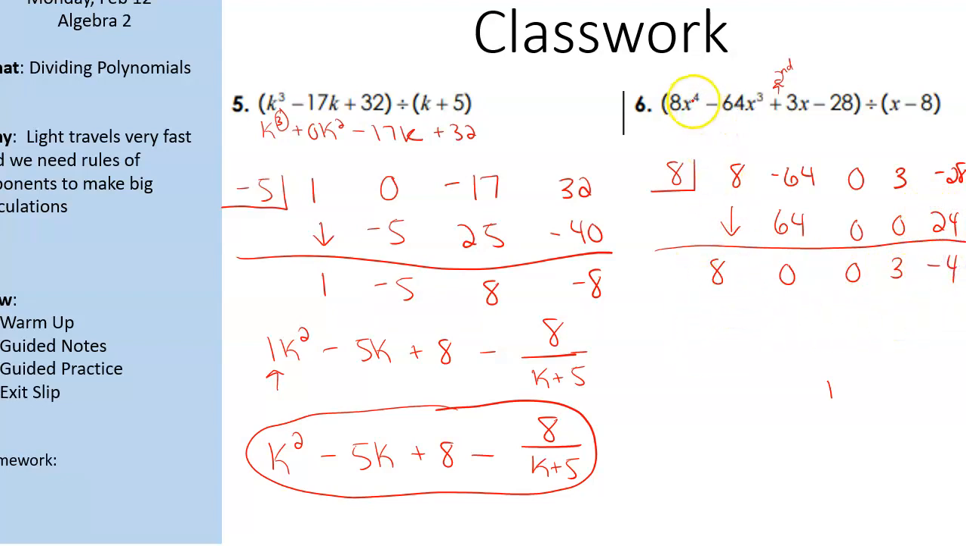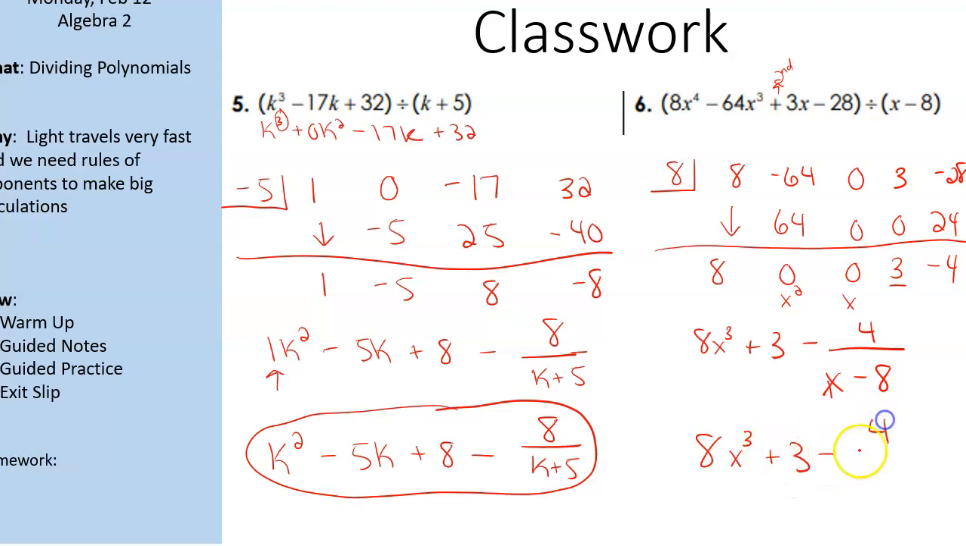Okay, so remember, we're going to decrease the power by 1, so this 8 is going to be 8x to the third. My next one would be x squared, that's a 0, so I'm not going to write that. My next one would be x, that's a 0, I'm not going to write that one. The next one would be my constant, so it's plus 3, minus my last is 4, that's the remainder, over x minus 8. Okay, so I'll rewrite that just for you to see. 8x to the third plus 3 minus 4 over x minus 8, and that is my answer.